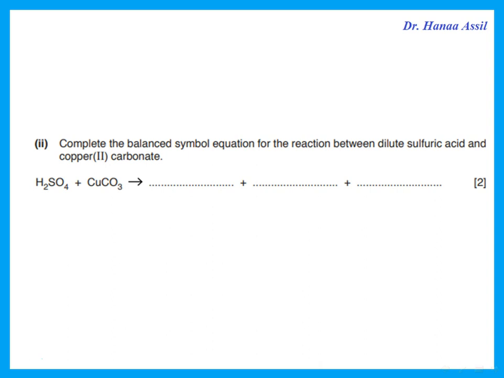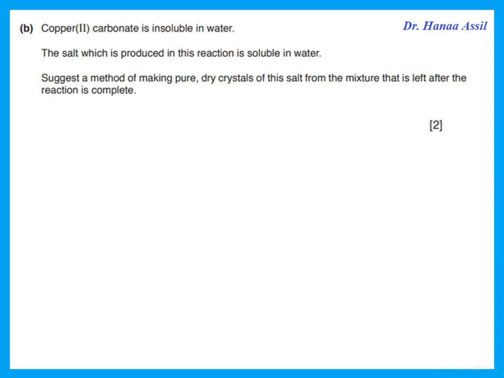Complete the balanced symbol equation for the reaction between dilute sulfuric acid and copper carbonate. Now you should know acid plus carbonate should give what? It should give some sort of salt. So in this case, it is copper sulfate plus carbon dioxide plus water. Please remember to check to see if this is balanced or not. Is this balanced as it is or not? Yes, it is balanced, so I can move on.